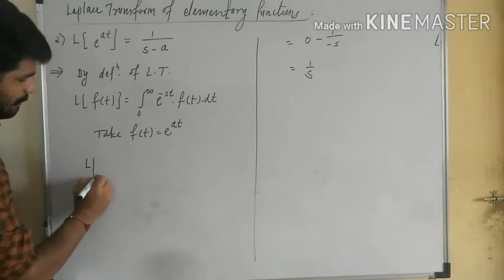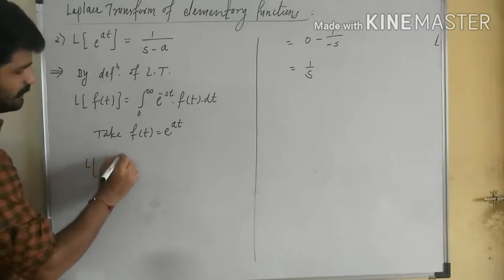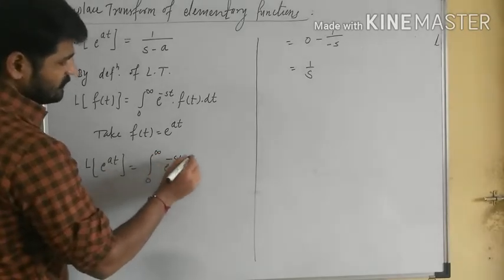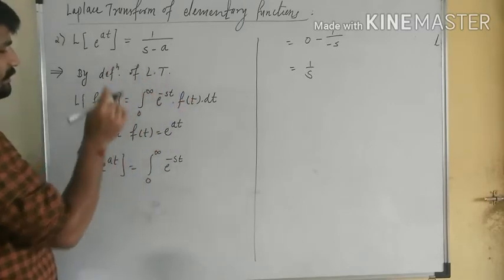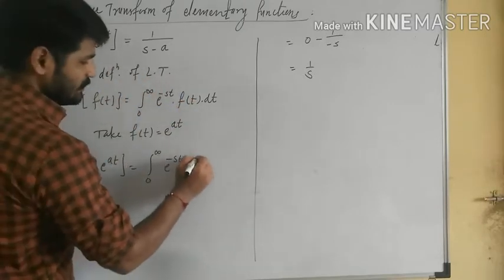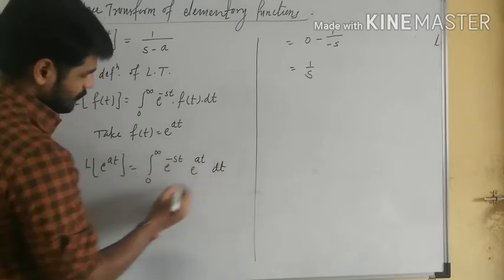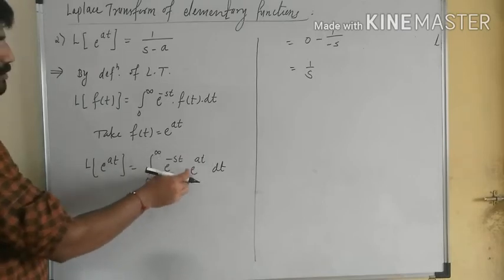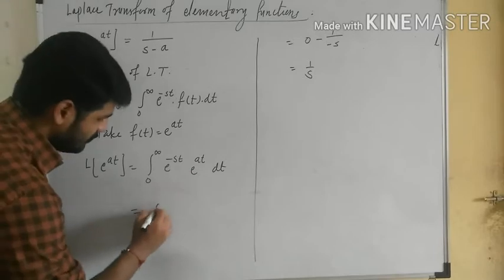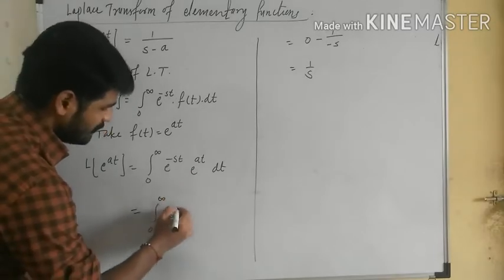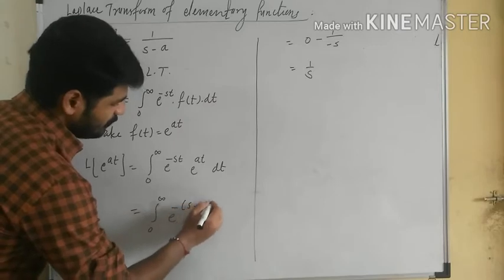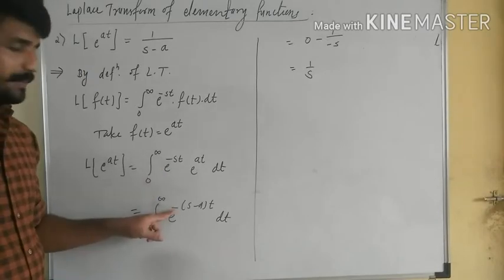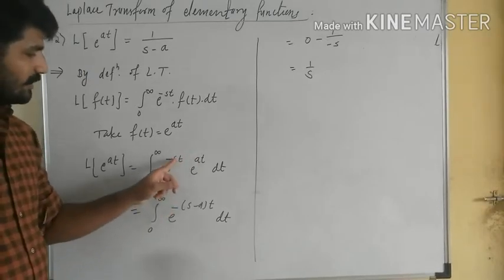So we can write Laplace transform of e raised to at is equal to the integral from 0 to infinity e raised to minus st as it is. Instead of f of t, we write e raised to at, into dt. Now we have to solve this integral. Here this is e raised to minus st and this is e raised to at. The base is the same, so using laws of indices, we can write this as the integral from 0 to infinity e raised to minus s minus a into t, dt. So by laws of indices, the minus sign is common, t is also common, so we get s minus a in brackets.